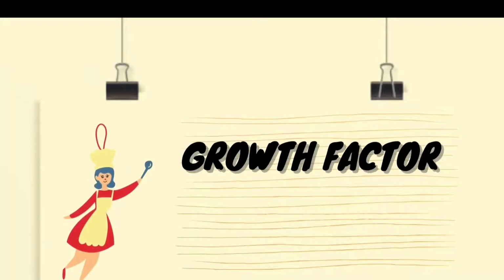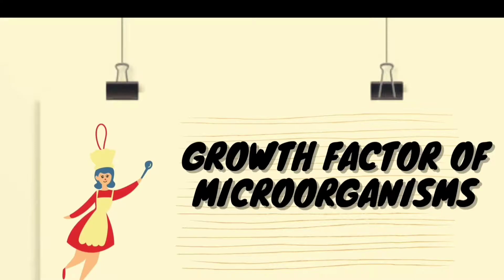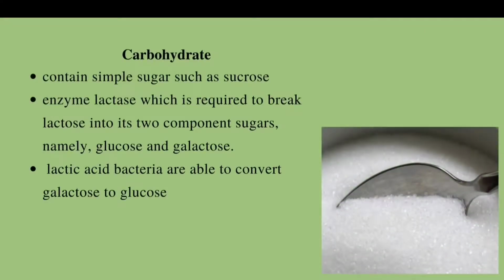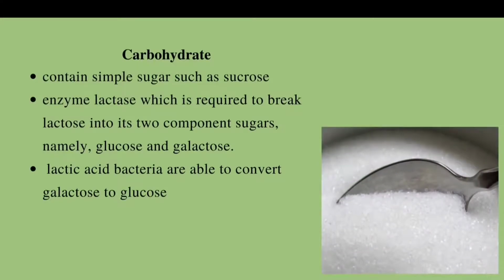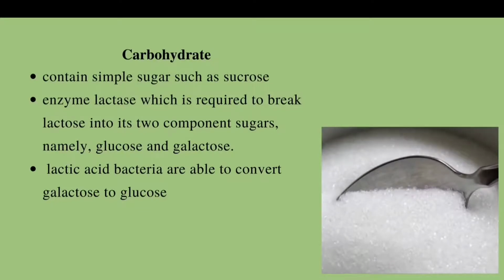Growth factors of microorganisms in milk. We also know milk has one carbohydrate, which is lactose, or milk sugar. Sugar can be utilized as a source of energy more quickly than fat and protein. However, the energy currency of the cell is glucose. So, to use the available carbohydrate, microorganisms must be able to convert it to glucose. The only sugar naturally present in milk is lactose.